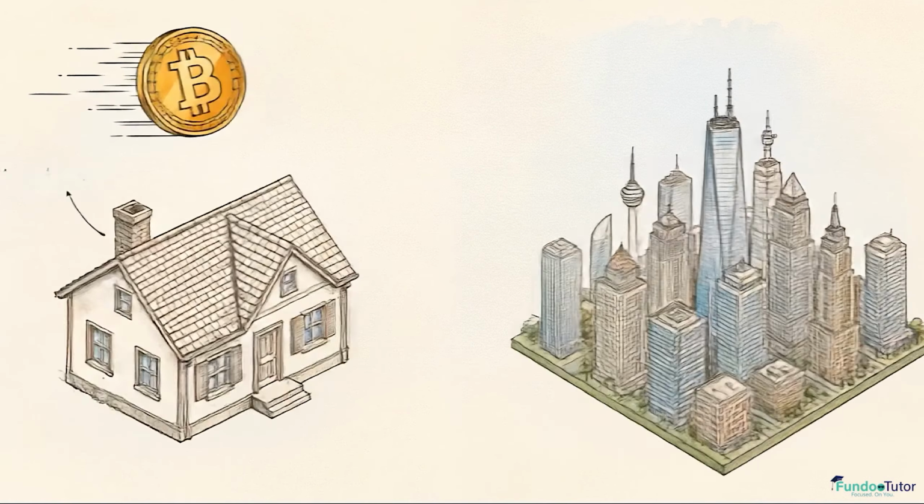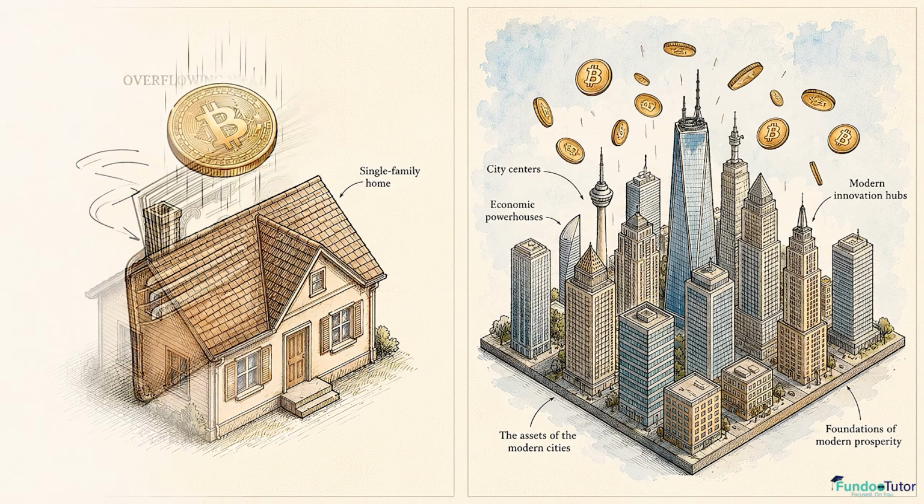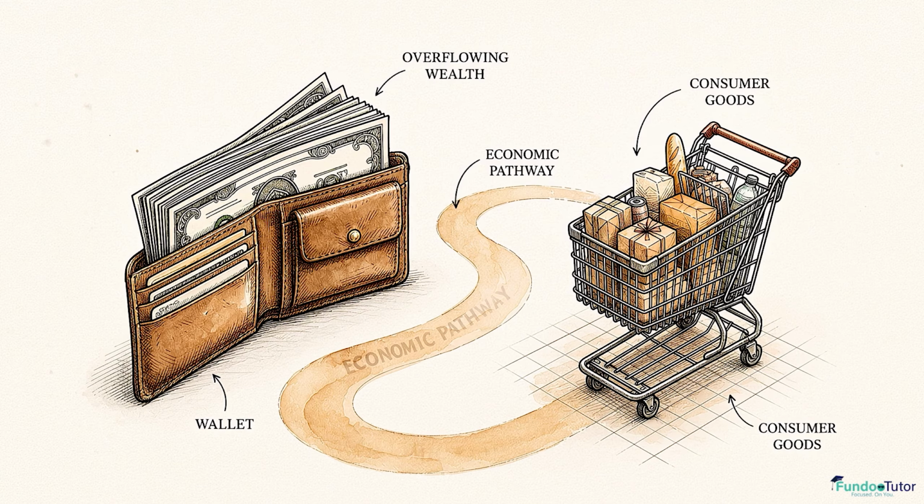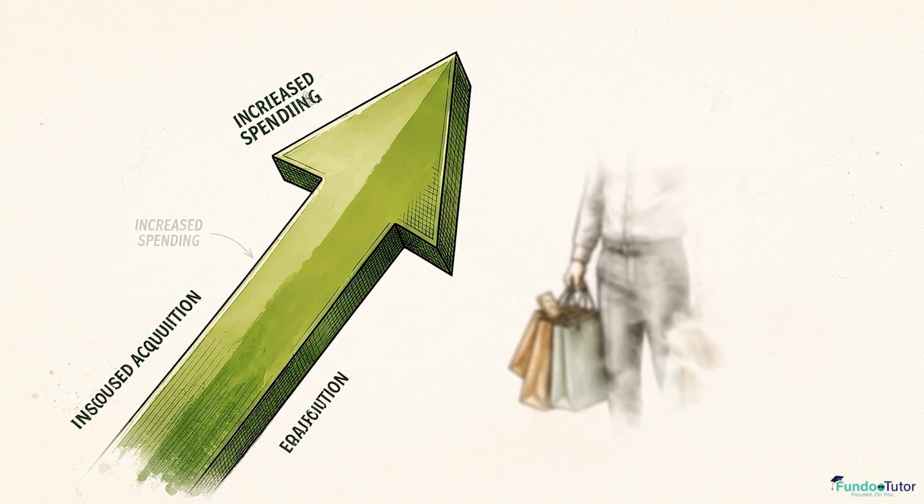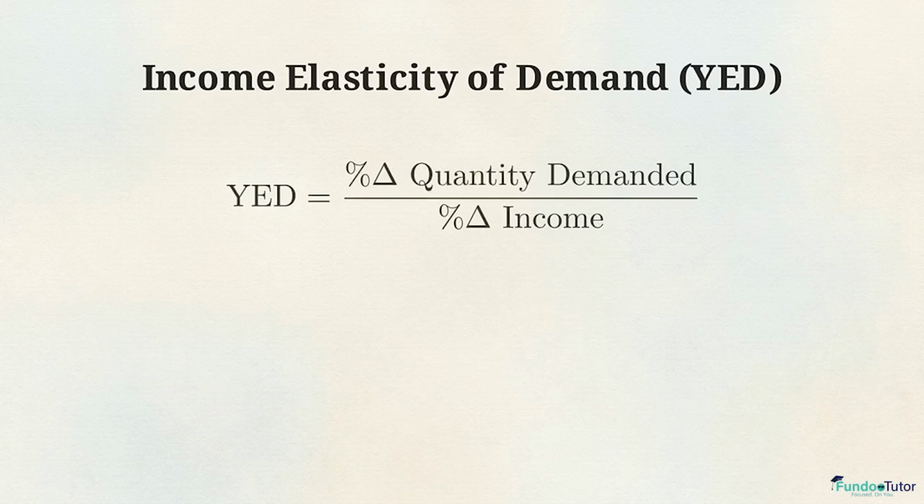Whether you are looking at a single household in microeconomics or an entire nation in macroeconomics, consumer income is one of the most reliable drivers of market demand. When wages go up, buying habits change. Look at this income elasticity of demand formula.